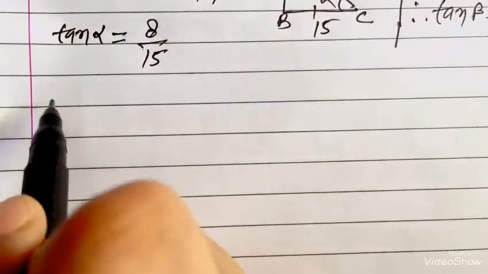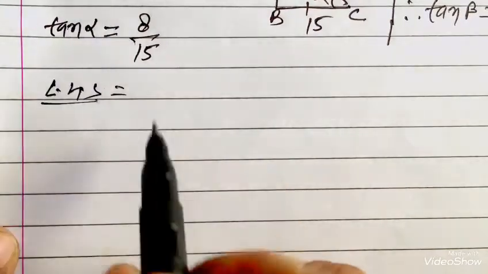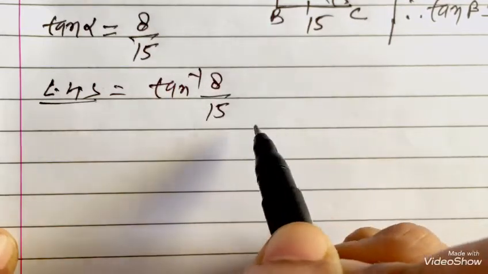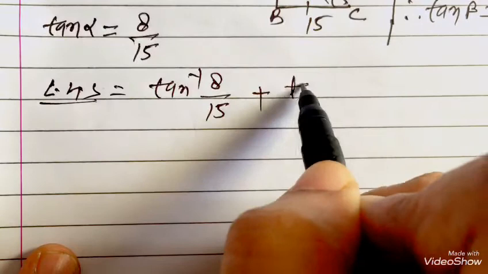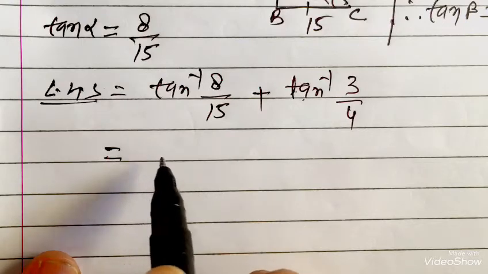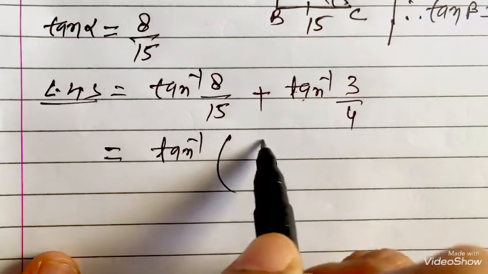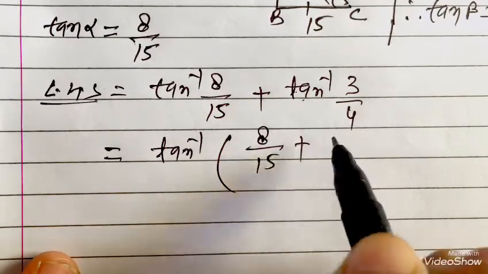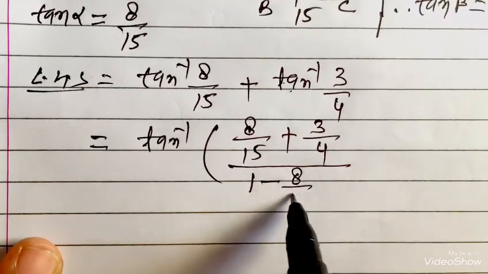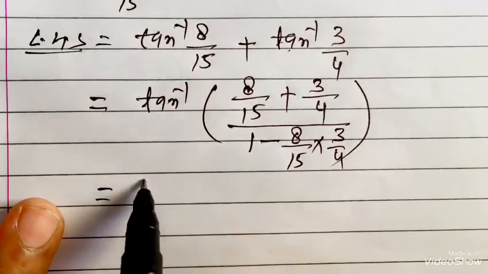Now student, question becomes tan inverse 8 by 15 plus tan inverse 3 by 4 and apply the formula of tan inverse x plus tan inverse y. We will get tan inverse 8 by 15 plus 3 by 4 and here 1 minus 8 by 15 into 3 by 4. And now simplify this.